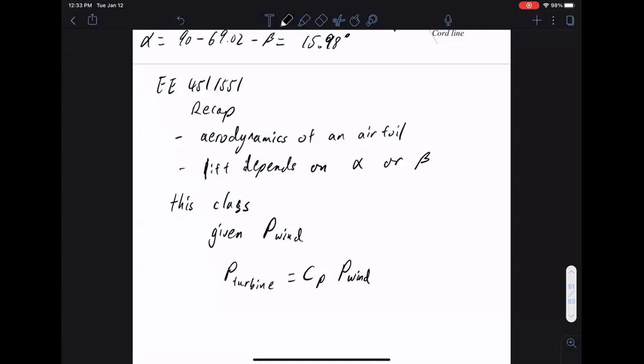Then we'll describe some empirical laws relating, say, the pitch angle to the coefficient. So the coefficient depends on the physical design as well as the pitch angle you're operating the blades at. So we'll describe and take a look at that as well.